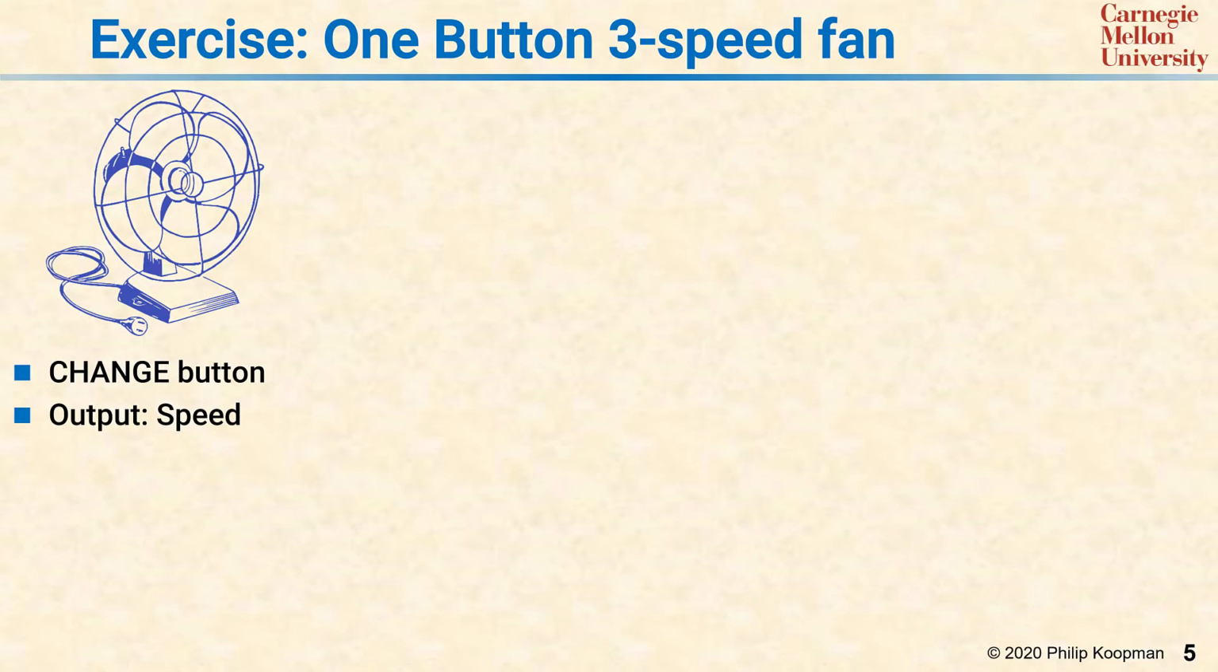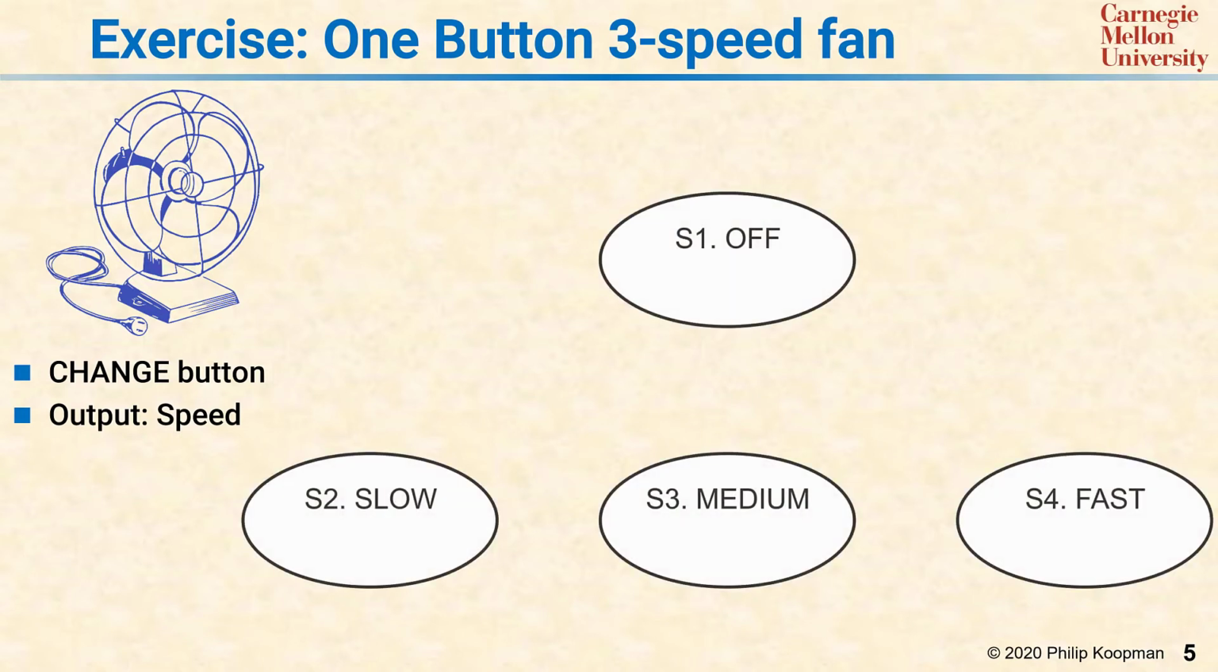To create a finite state machine, the first thing we do is define the states. We know that this fan has 4 states, so we'll define 4 bubbles, off, slow, medium, and fast, and give each one a unique number for traceability that can be useful later. That means our states are S1 off, S2 slow, S3 medium, and S4 fast.